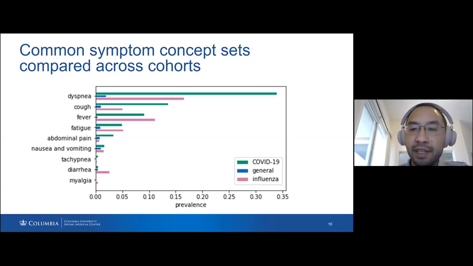We'll compare the COVID-19 cohort versus the influenza cohort, and we do see higher rates within the COVID-19 cohort for dyspnea, cough, and abdominal pain, and fairly similar rates between COVID-19 and influenza cohorts for fever, fatigue, and nausea and vomiting, whereas the influenza cohort had higher rates of diarrhea and myalgia.